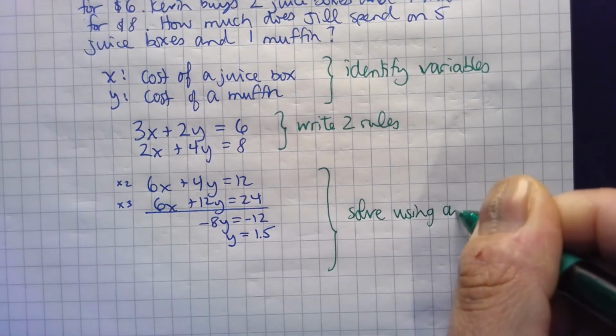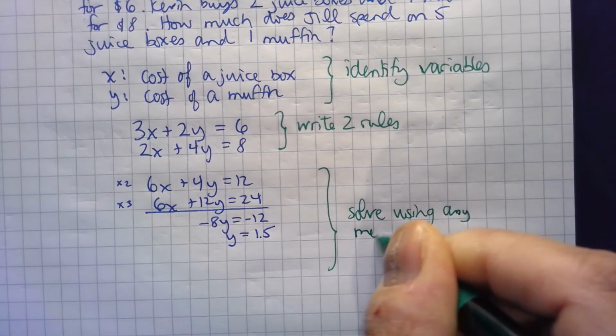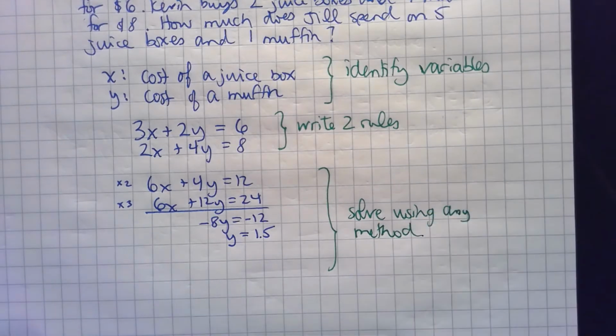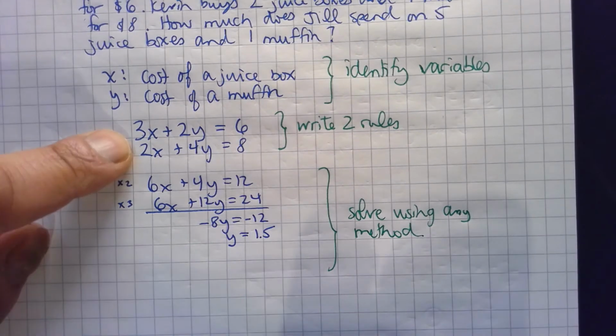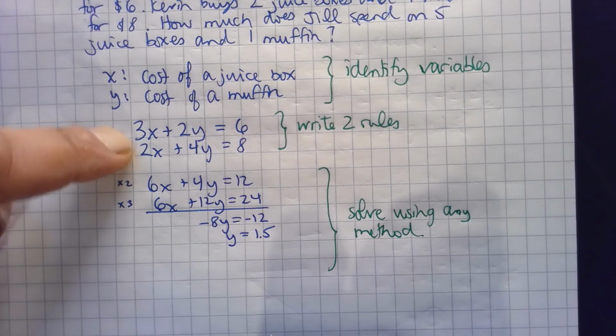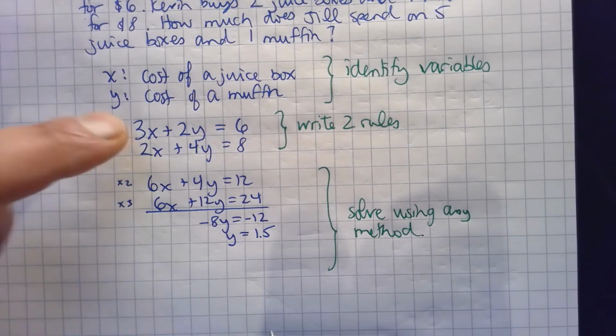Now, of course, I'm not done. I found the y value, but I haven't found the x value yet. So let's find the x value next. So I've got my y value. I'll replace it back into either one of my first rule or my second rule. It doesn't make a difference. I'll put it back in the first rule, I guess.